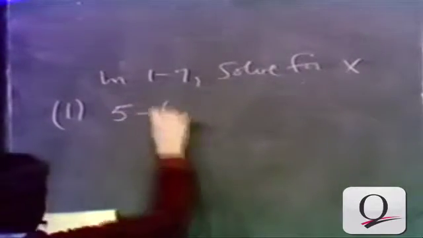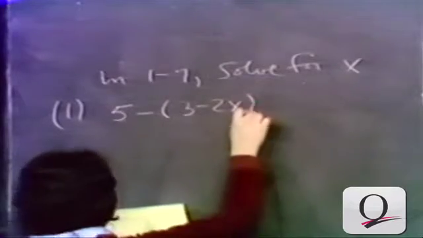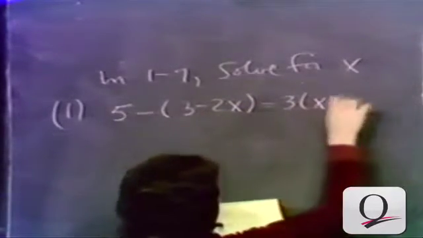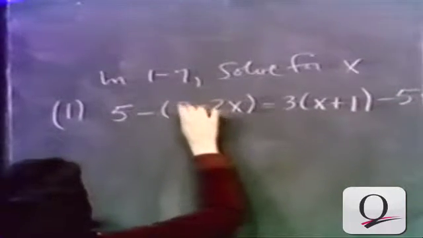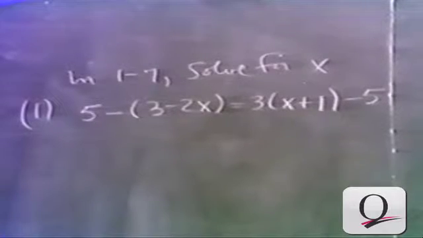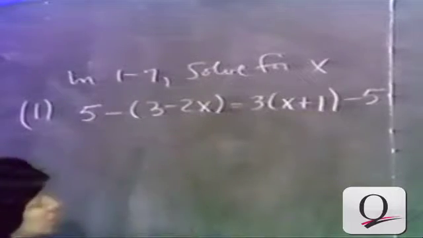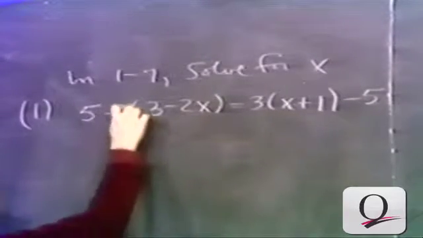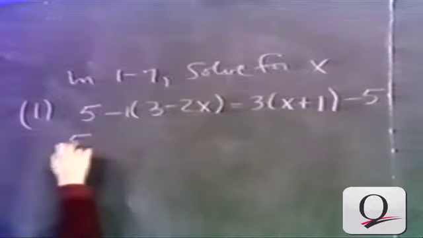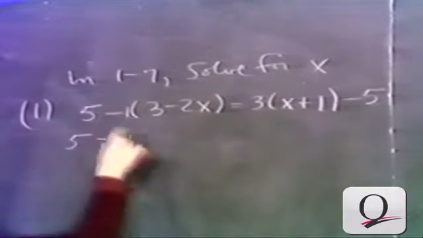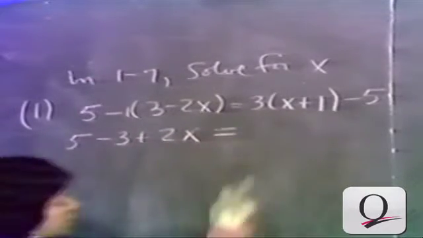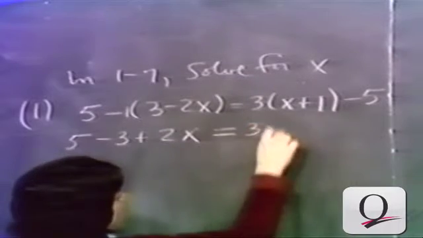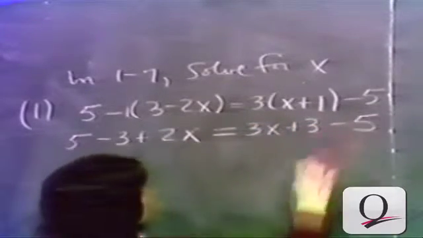5 minus, in parentheses, 3 minus 2x equals 3 times x plus 1 minus 5. Okay, first thing we're going to do is to simplify both sides. Here we have to distribute a minus 1 through the parentheses. Minus 5 to minus 1 times 3 is minus 3. Minus 1 times minus 2x is plus 2x equals 3 to be distributed through the parentheses. 3x plus 3 minus 5.